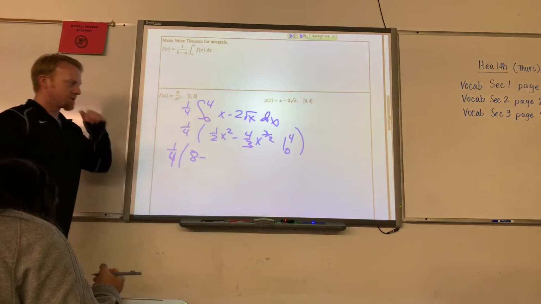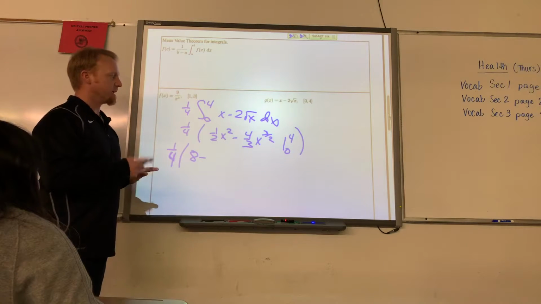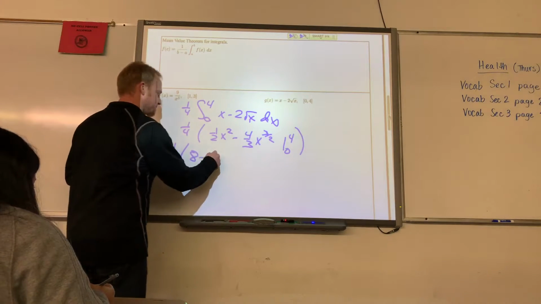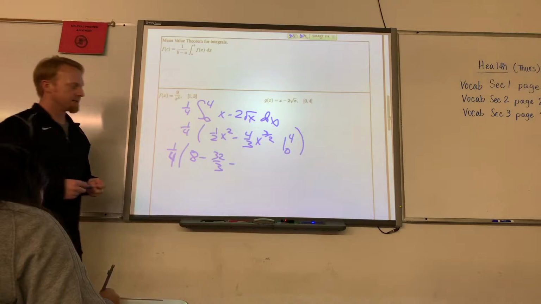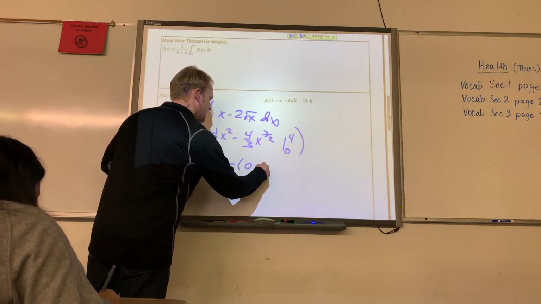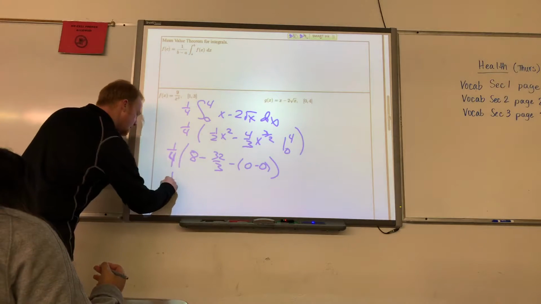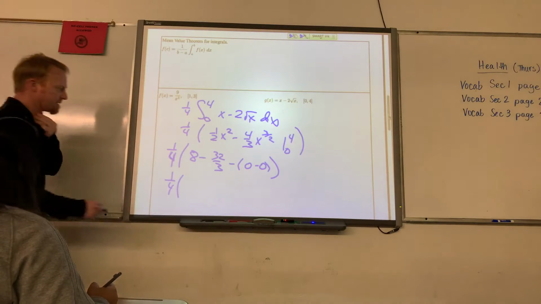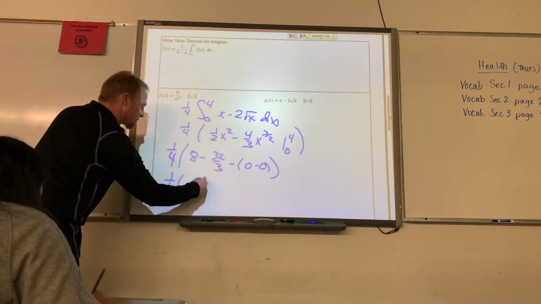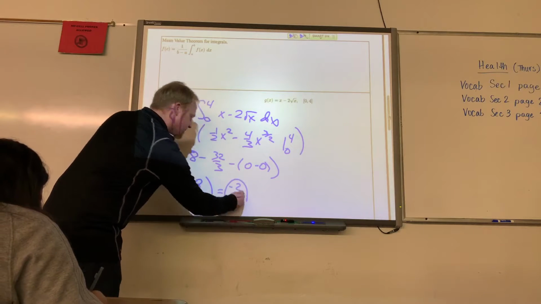So plug in 4. 4 squared is 16 divided by 2 is 8. 4 to the 3/2. What does 3/2 want to do to 4? Square root it and then cube it. So the square root of 4 is 2, and 2 cubed is 8, and 8 times 4. And then when I plug in 0, what's going to happen? I get 0. All right. 3 times 8 is 24. So that gives me negative 8 over 3 when I put those two together, which gives me negative 2/3.